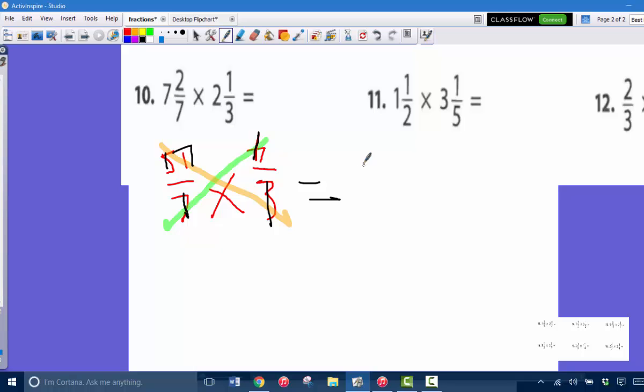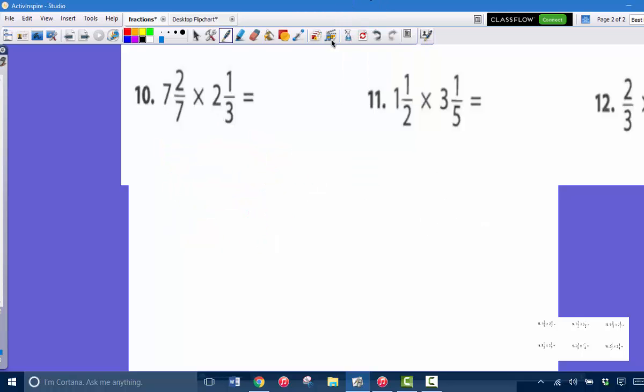17 times 1 is 17. 1 times 1 is 1. Remember, any number over top of 1 equals whatever that numerator is. My answer for number 10 is 17. Moving on to number 11.